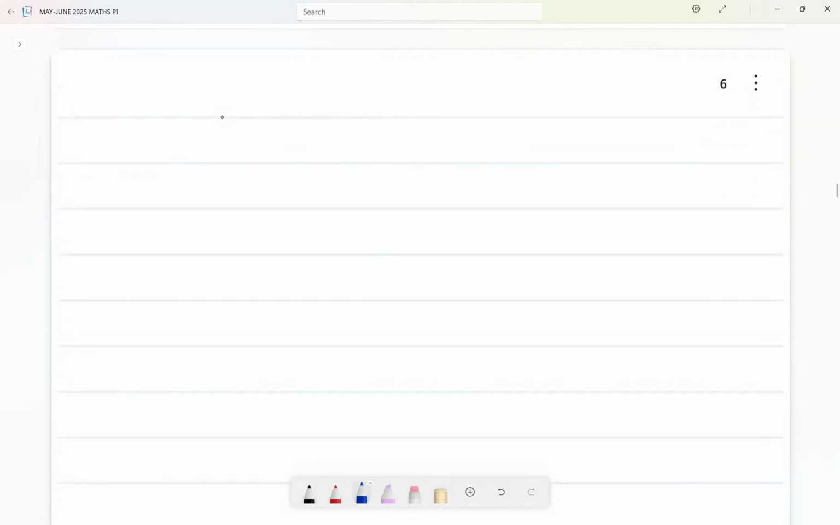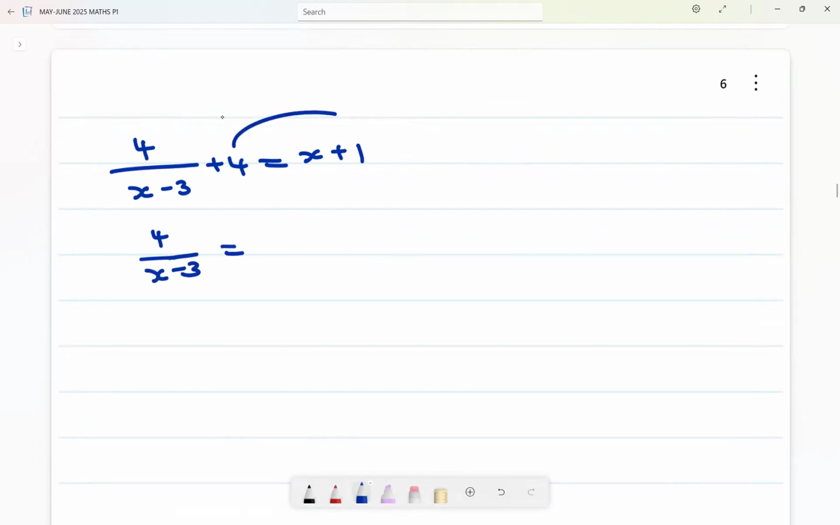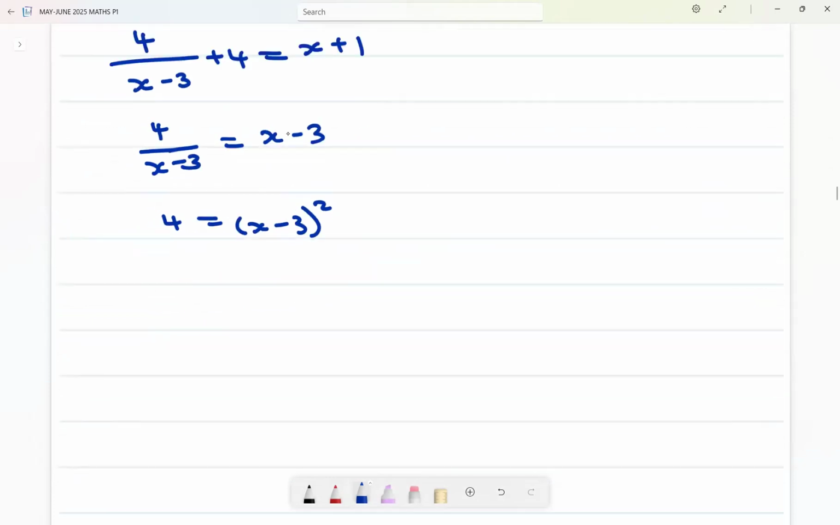I need to equate 4 over x minus 3 plus 4 with what? With x plus 1. So when I take 4 over x minus 3 and equate 4 to the other side, it is going to be x minus 3. And then 4, when I multiply this to the other side, is going to be x minus 3 squared, because I'm multiplying x minus 3 to the other side.